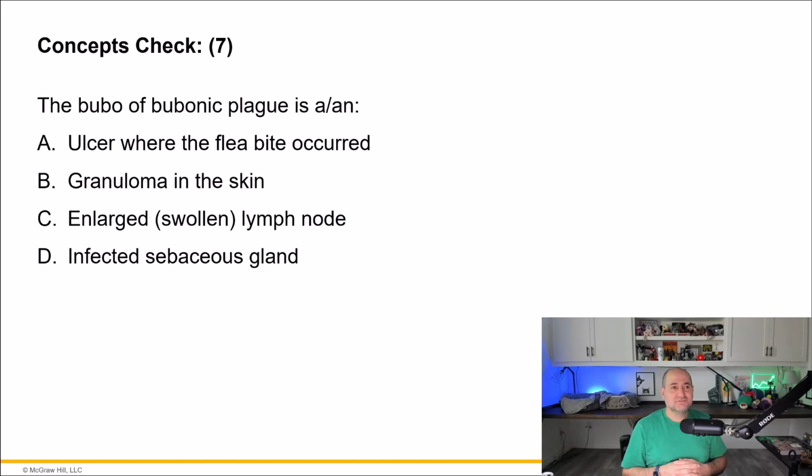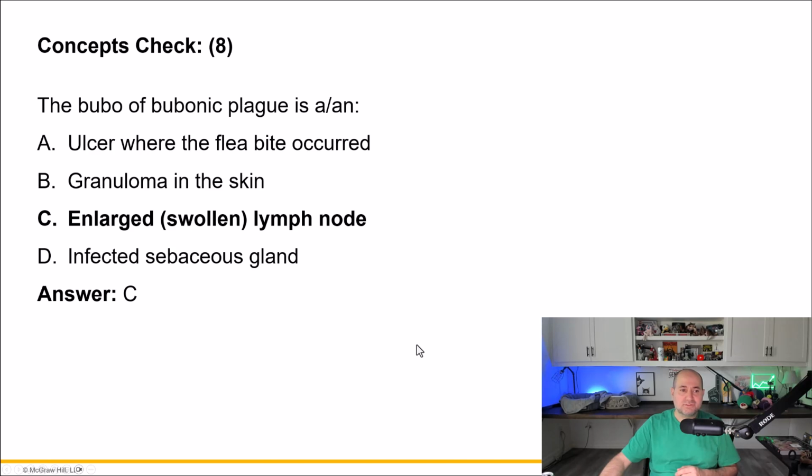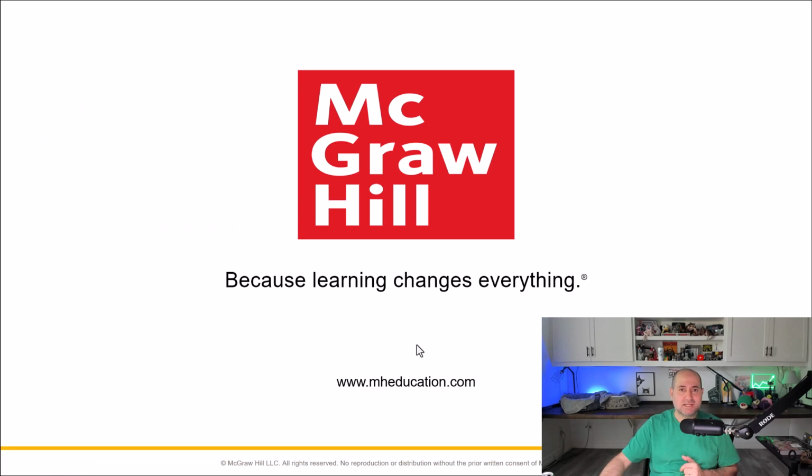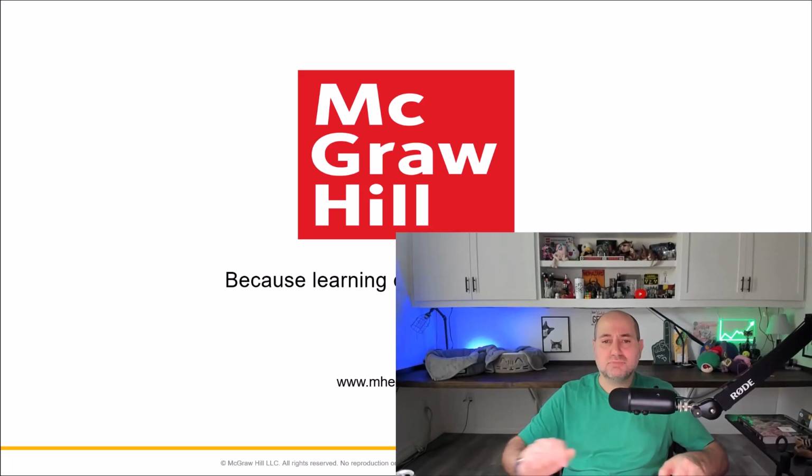And again, we did cover this concept check, but let's do it one more time. The bubo of the bubonic plague is a what? And again, remember that's C, an enlarged swollen lymph node. And that's it for chapter 20. I believe I touched on most, if not all, of the important material to understand for the exam. Very interesting stuff. It's always good to know how these diseases are spread and what causes them. So let's go on to chapter 21 and continue with our review.